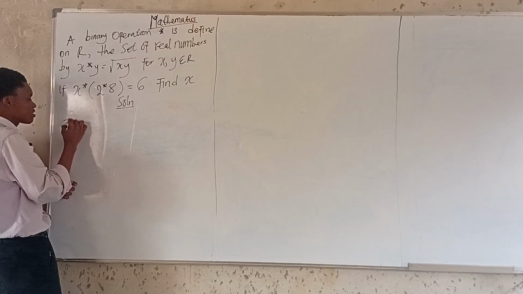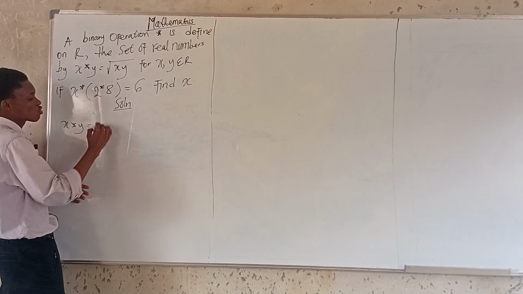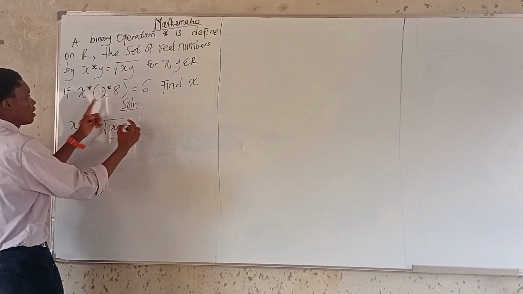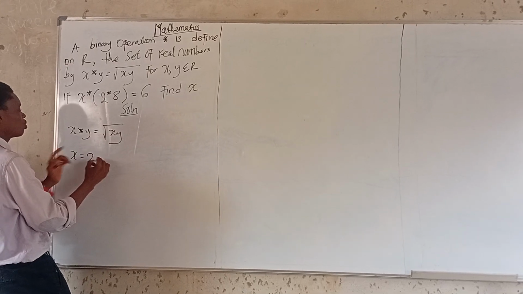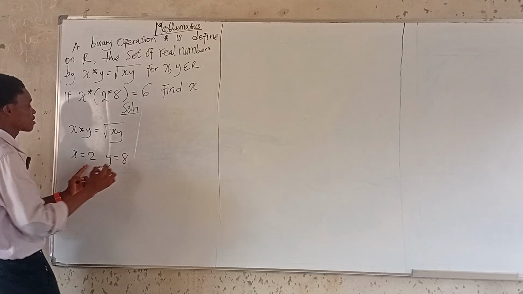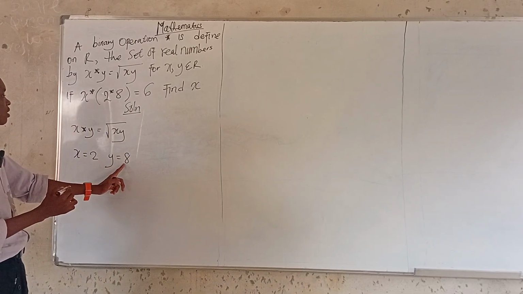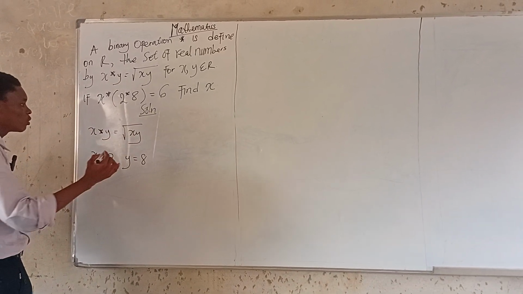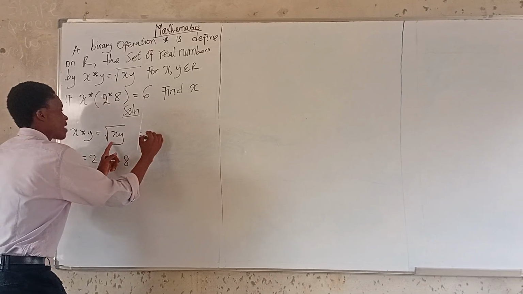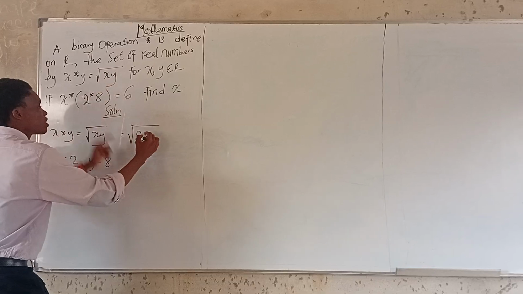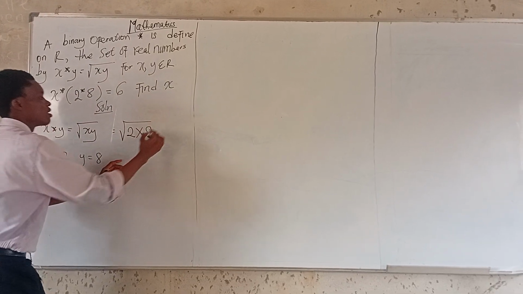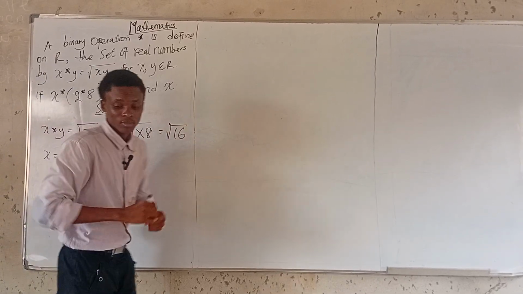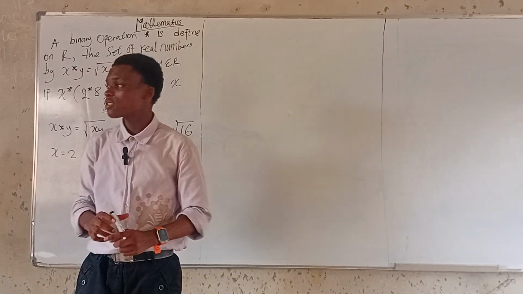Let's bring out the formula. x * y equals the square root of xy. So let's say x equals 2 and y equals 8. Since we are multiplying, our x, which is 2, times 8. We know that 8 times 2 is the square root of 16.